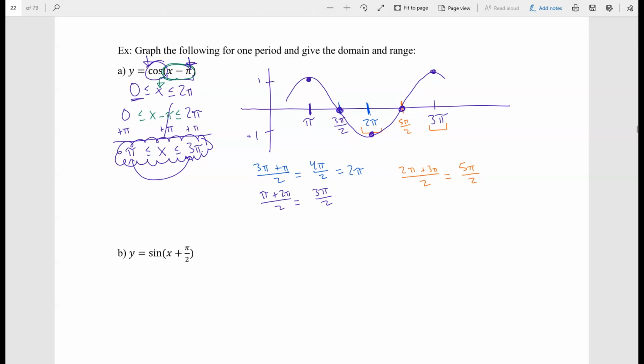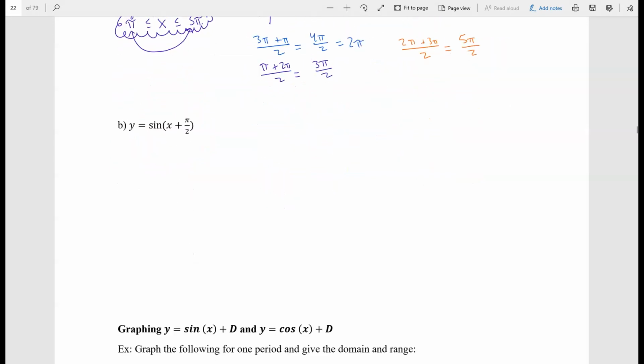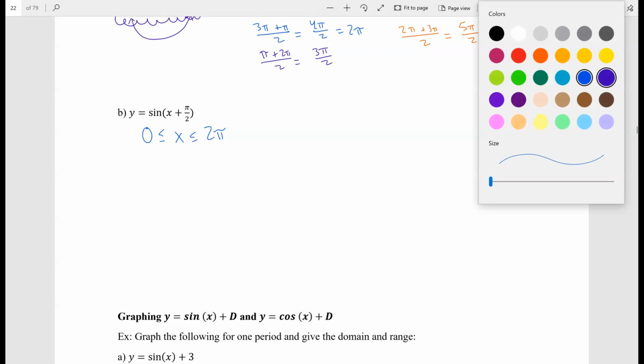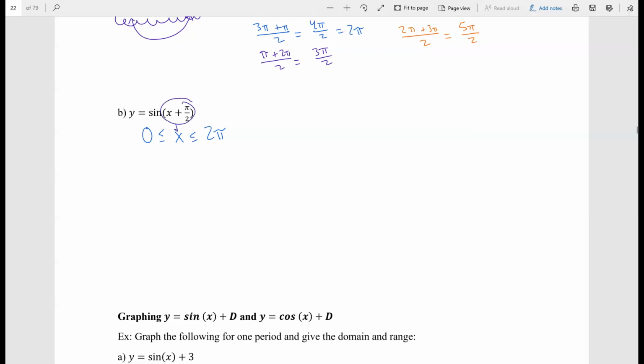Okay, so when you're shifting it, horizontal shifts. Now what happens if I add pi over 2? What's going to happen? What we're going to do is exactly the same thing. Start off where one cycle is for sine, just from 0 to 2 pi. I'm going to put the argument inside, so it's going to be x plus pi over 2. That's going to be between 0 and 2 pi. And then I'm going to subtract pi over 2. So this guy's going to be -pi over 2.